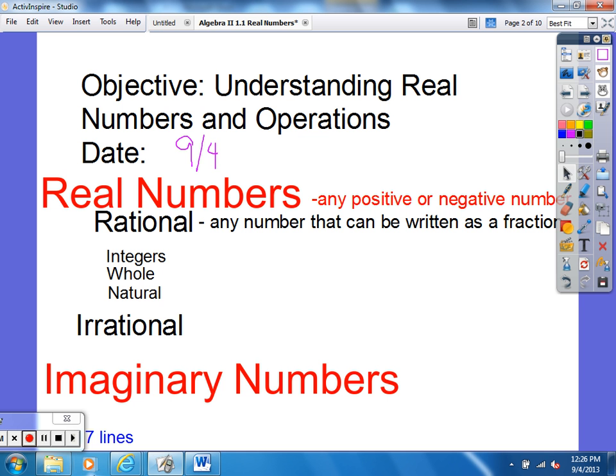Raise your hand if you can tell me what an integer is. I want to take a guess. I like my guesses. Jacob. Positive and negative whole numbers. Very good.